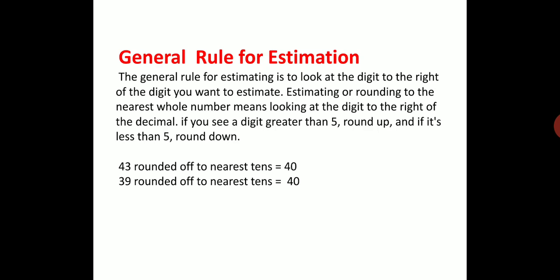Now 43 rounded off to nearest tens is 40. Now 43, see the unit place is 3 and 3 is less than 5. So the answer comes 40. Now you can see the second example, 39 rounded up to nearest tens is 40. Now in this 9 is greater than 5. So we will go to the next tens. After 3 the next tens is 40. So like this we are going to use the rule, and this rule is called general rule for estimation.